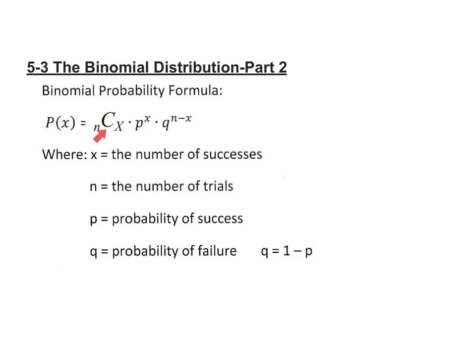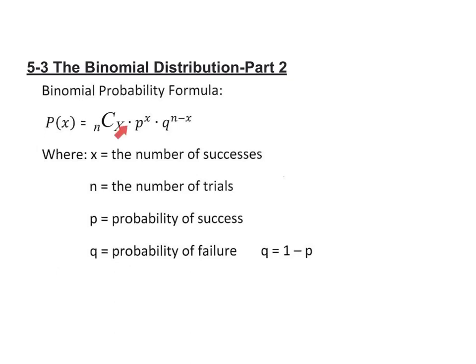So this is a combination from n things, the total number of trials, and x is the number of successes. Whatever the problem is talking about, we'll tell you what is a success and what is not. Then you have your probability of success to the number of successes power versus the probability of failure. And this actually is the power that reflects the number of failures. Okay? Since there's n total trials and x is the number of successes, that means the other group of trials that were not successes were failures.